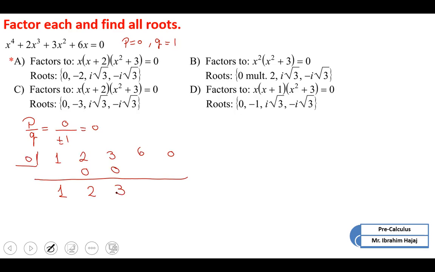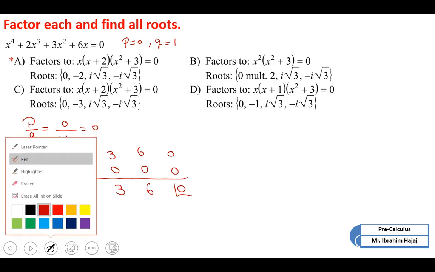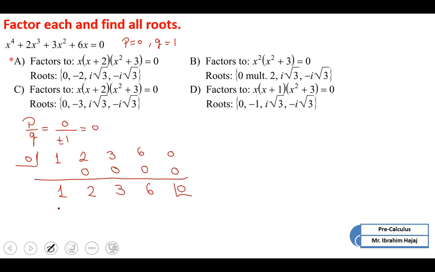0. And here 3, 3 times 0 is 0. Adding, it gives a 6. 6 times 0 is 0, and 0 plus 0 is what? 0. And since you remember the remainder is 0, this number 0 is a root or zero of this function.